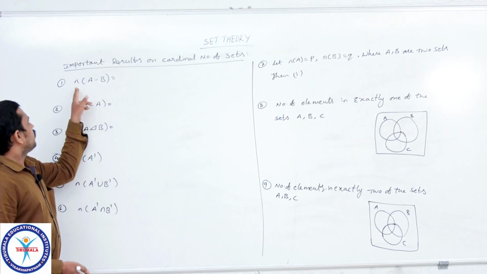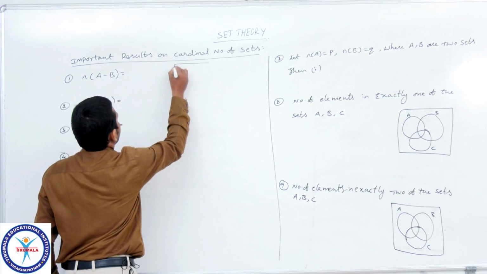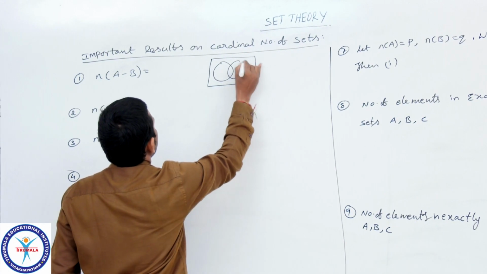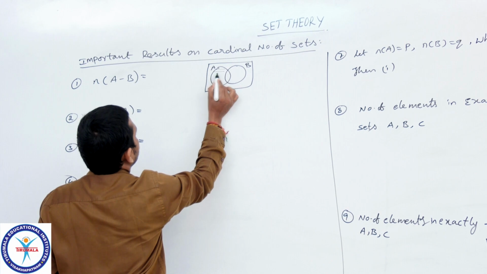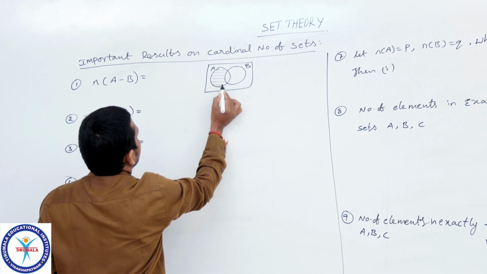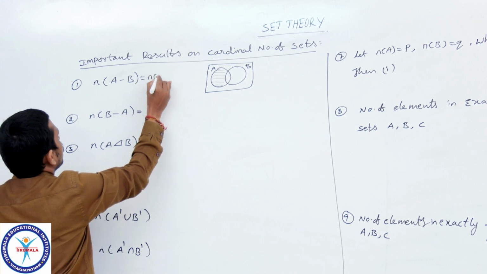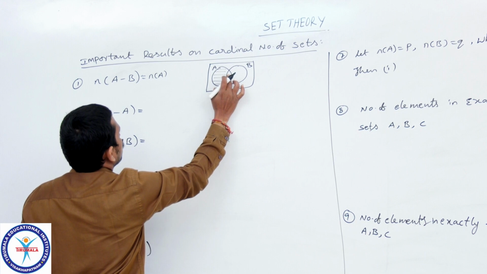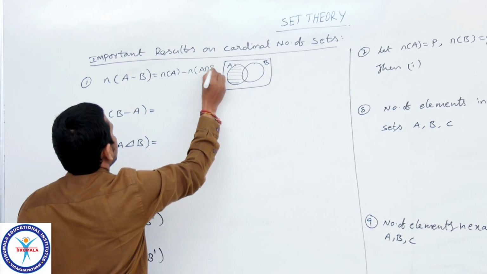Now, we will see the number of elements in A minus B. For sets A and B, what is A minus B? The elements belonging only to A and not to B. So, n of A minus B is equal to n of A, from which we have to exclude the common elements: minus n of A intersection B.